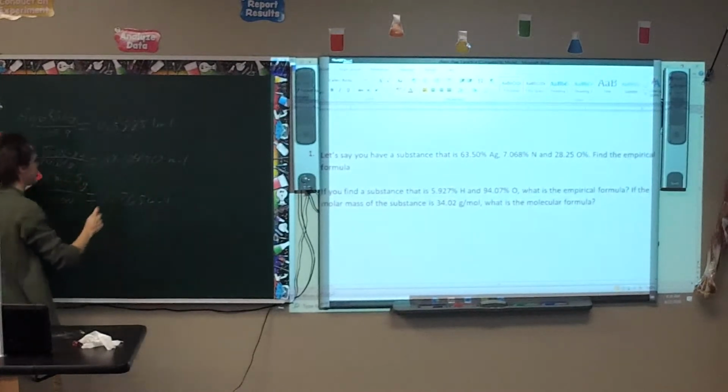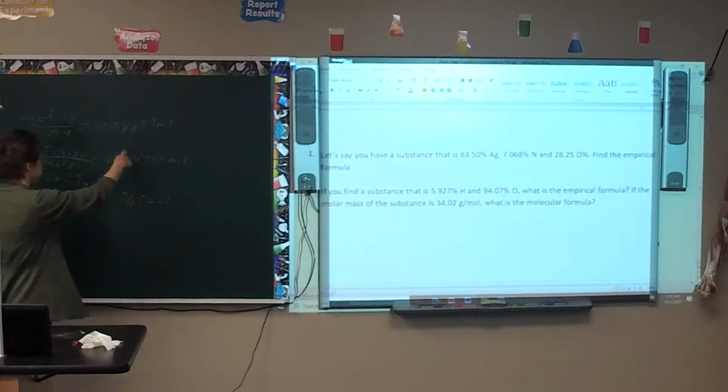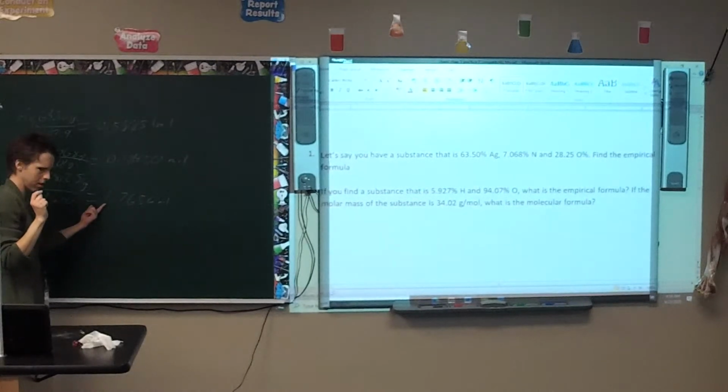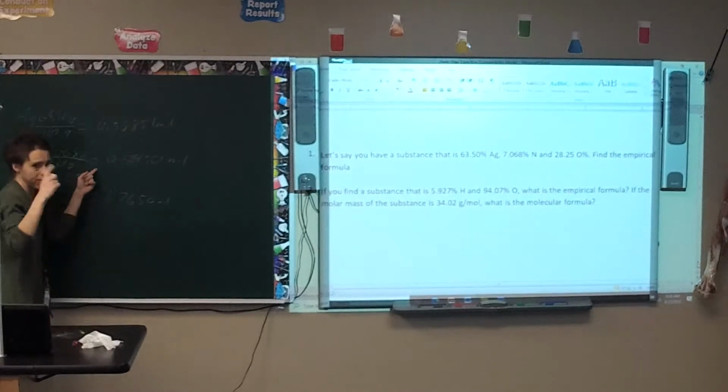1.765625. Okay, we'll stop with that. Now that I know the moles, what do I do? What's the next step? You take the smallest point, 7.068. Is this the smallest? No, I was looking at the wrong one. The smallest one is 504. Good job. So you divide that by everything else.